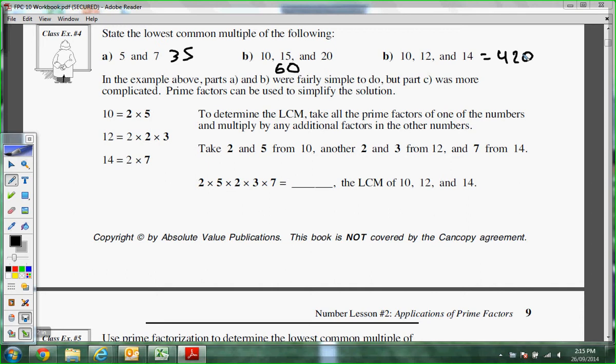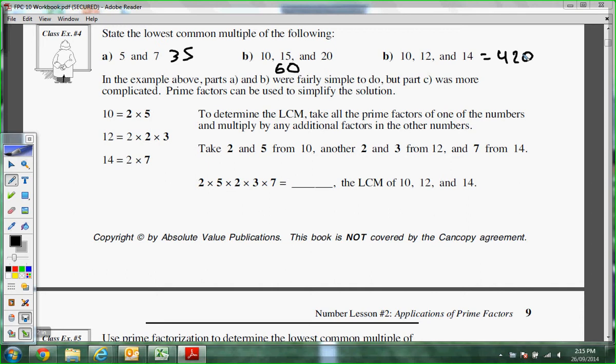So the example above, parts A and B were fairly easy. Part C was a lot more difficult, took a lot more time. So to determine the least common multiple, take all prime factors of one of the numbers and multiply by additional factors in the other numbers. So take 2. So we're breaking 10 down: 2 and 5, 2 and 3, and 2 and 7. So we take 2 and 5 from 10, 2 and 3 from 12, and 7 from 14.